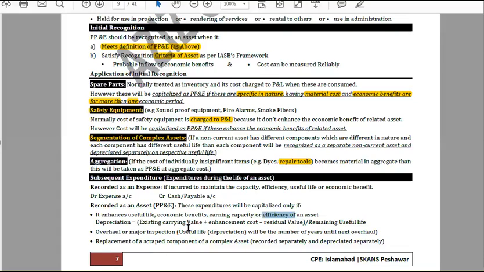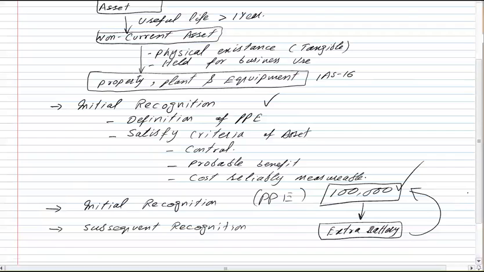So now we will record this expenditure as a non-current asset, and we will add the value of this battery within the carrying value of the existing asset. Carrying value means remaining value. So we have already purchased the asset for 1 lakh pounds. So we will not take complete 1 lakh, we will take carrying value.